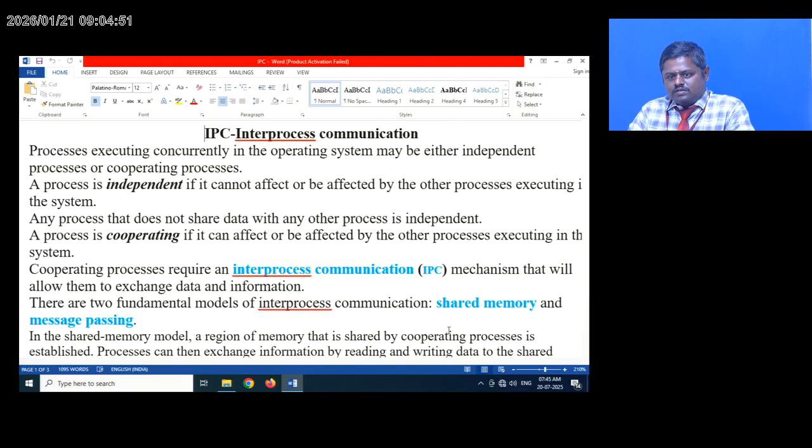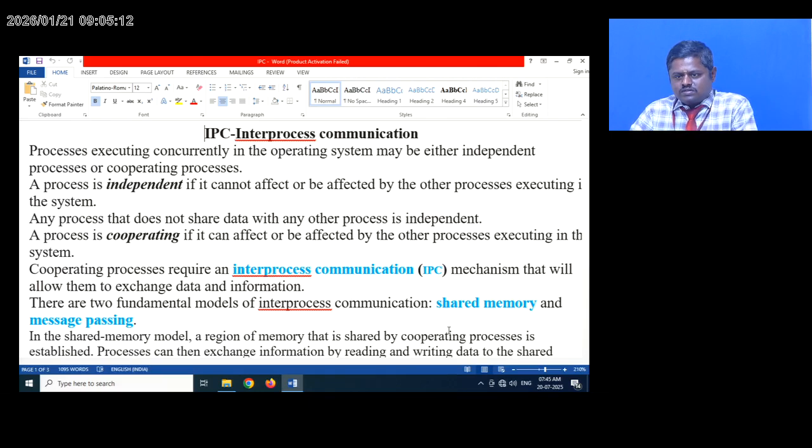Today we are going to discuss inter-process communication in the subject operating system. IPC is one of the important topics. The executing processes are always in concurrent mode. One process is always intervened with another process. So to channelize this kind of process, we must use inter-process communication.